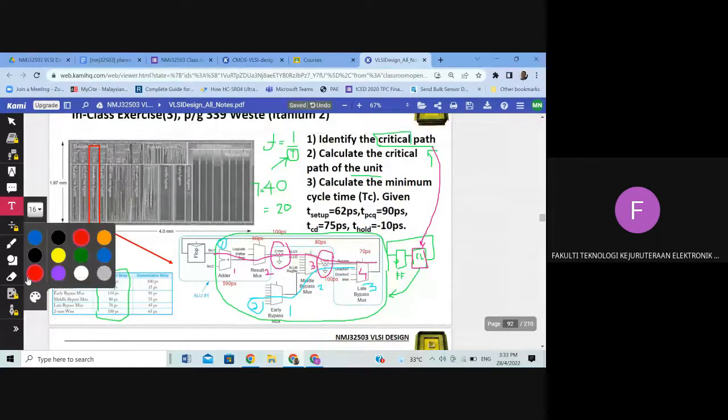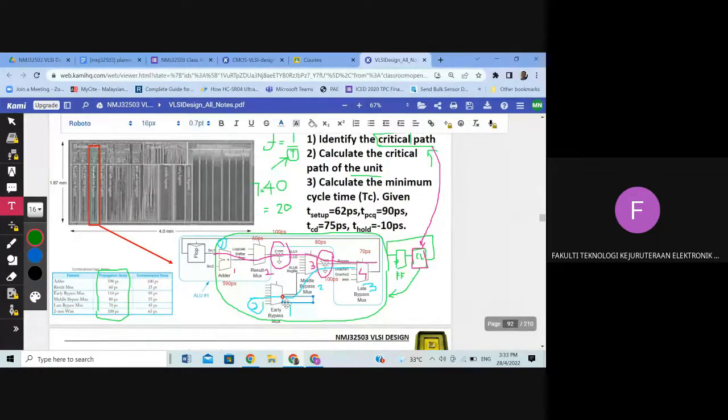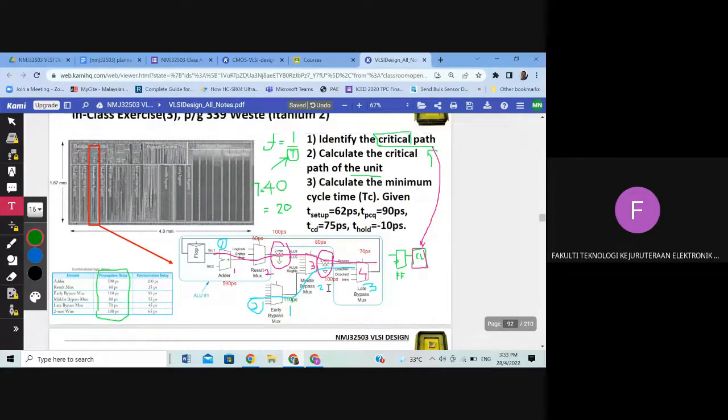As comparison with this one, the early bypass mux is 110 picoseconds delay, and this one 100, the same. Then the middle bypass is 80 picoseconds, and this one 100, and then the late bypass 70. So the total is less than path number 1. So path number 1 is the critical path.